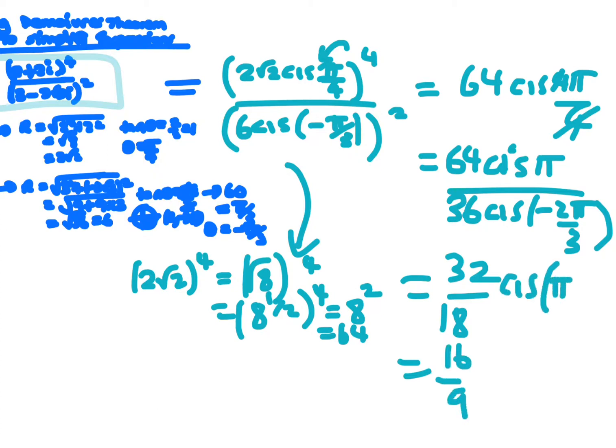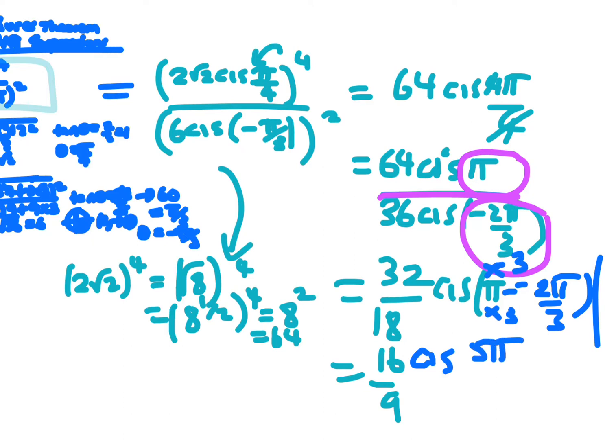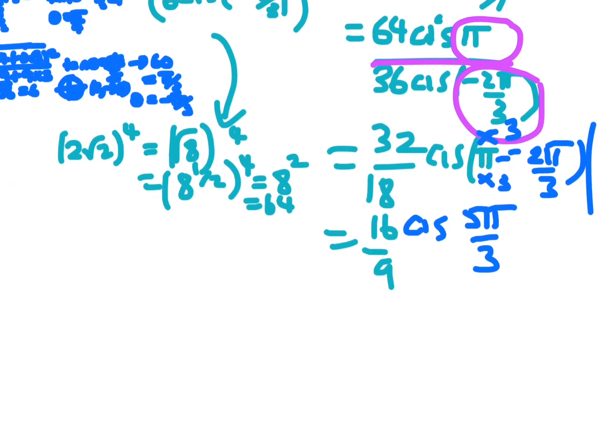And this will be pi minus. Now, when you divide complex numbers and they're in mod arg form, you just subtract the argument. So it's pi minus minus 2 pi on 3. So it's going to be cis. That would be times 3 times 3. So 3 plus 2 is 5. So that's 5 pi on 3.